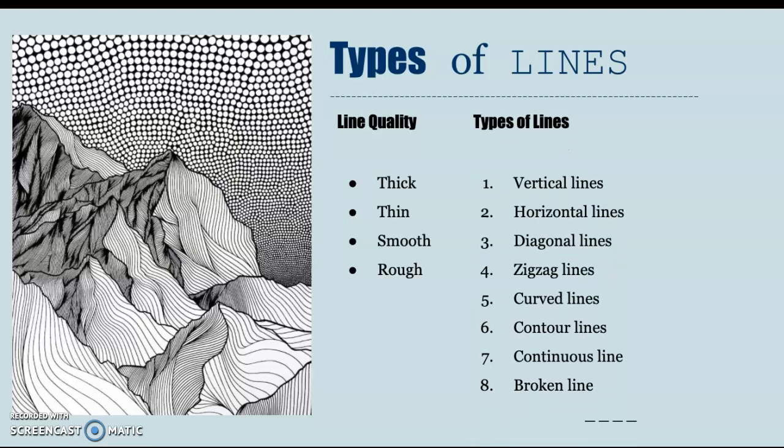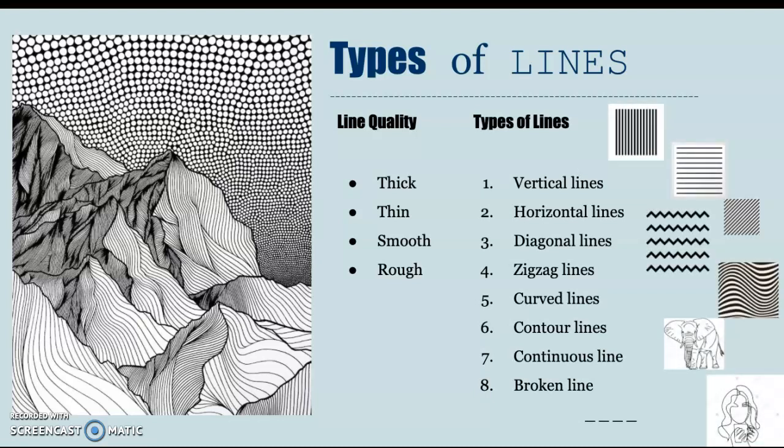Other types of lines are vertical lines, horizontal lines, diagonal lines, zigzag lines, curved lines, contour lines, which are the outside of an object, just the outside mainly, the outside of any object. Continuous line, which can be seen here at the bottom in the bottom drawing, which is one starting point and then drawing the image all the way through without lifting the pencil until the image is complete. And finally, broken line, which can be seen here at the bottom of the page.